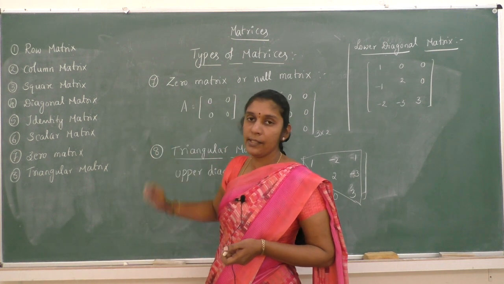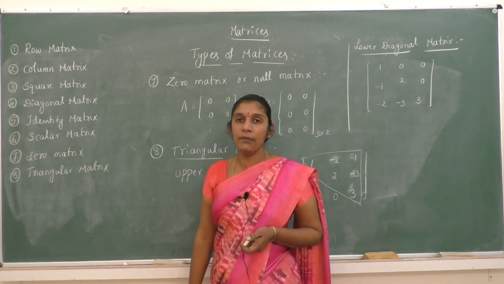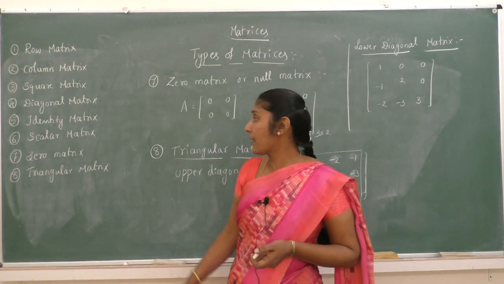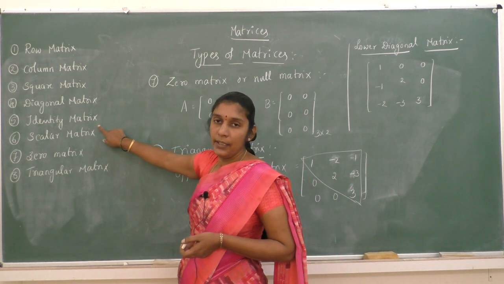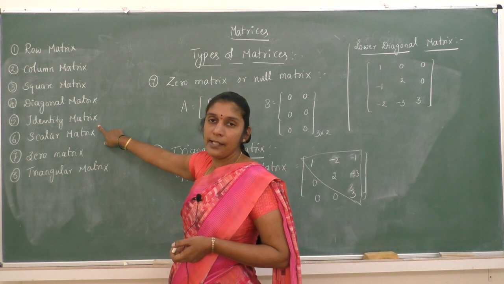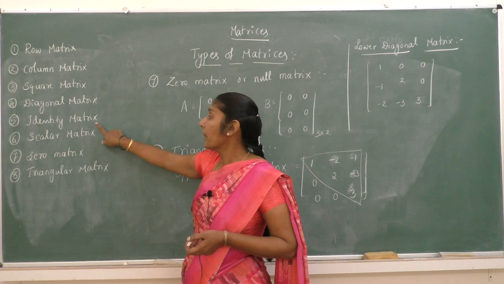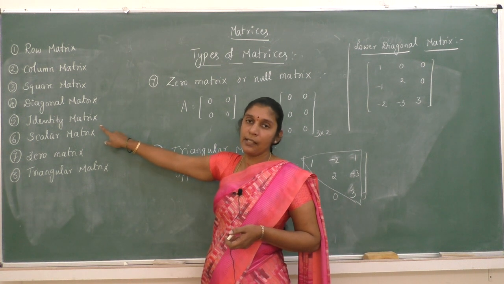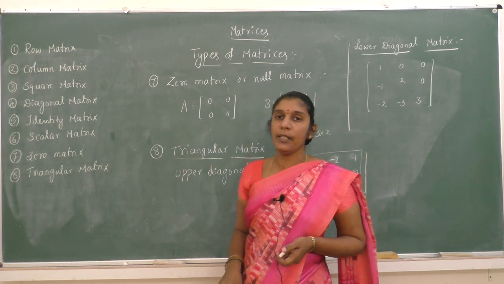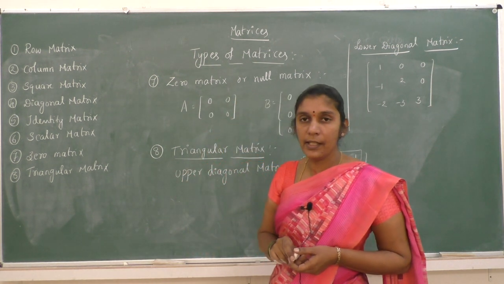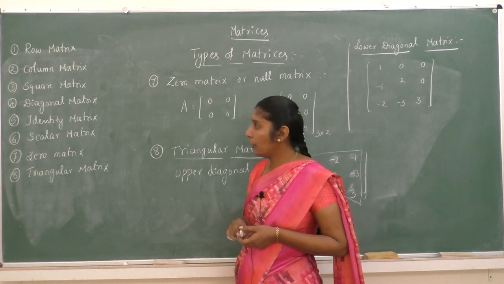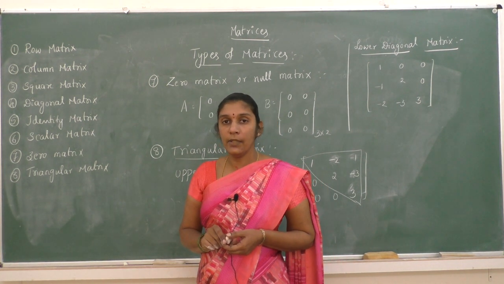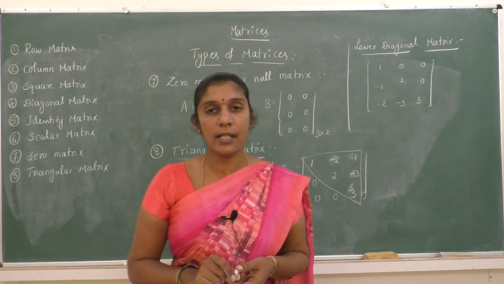A diagonal matrix is a square matrix in which all non-diagonal elements are equal to zero and diagonal elements are constants. Next, identity matrix. Identity matrix is a square matrix in which all non-diagonal elements are equal to zero and diagonal elements are equal to one. That is how we define an identity matrix. It is a diagonal matrix in which all the diagonal elements are equal to one.